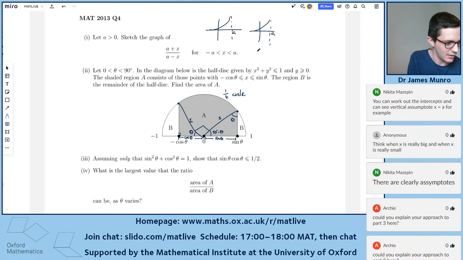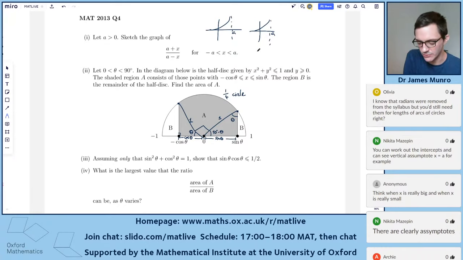Do you need radians for lengths of arcs of circles? Technically, no. So if you're asked about a circle where this is 100 degrees and the radius is 2, then you can work out this arc length without using any radians. You say something like, well, 120 degrees is 1/3 of a circle. So this is 1/3 of 2 pi r, where r is 2. So you can work out some arc length just by using facts about proportion of a circle rather than using any radians.